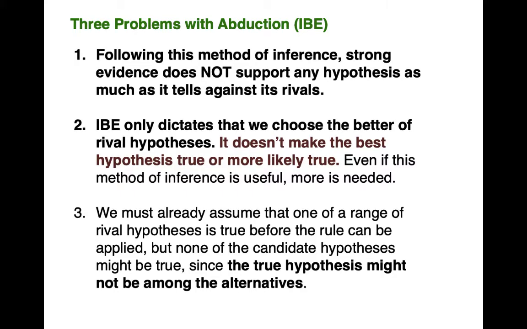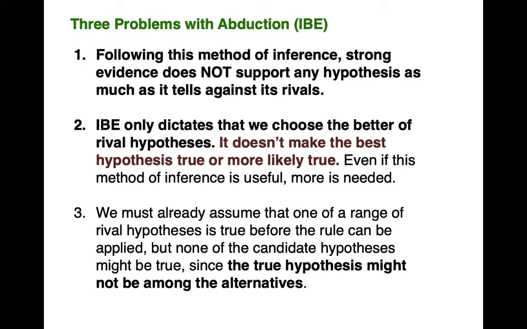The inference to the best explanation, or abduction, is useful when trying to decide which theories to choose, at least tentatively. However, there are at least 3 problems. Following this method of inference, strong evidence does not so much support any hypothesis as much as it tells against its rivals. In the case of the patient having a heart attack as opposed to not having a heart attack, we were able to rule out that the patient was not having a heart attack because we did not see a normal EKG. In fact, we saw an erratic EKG.